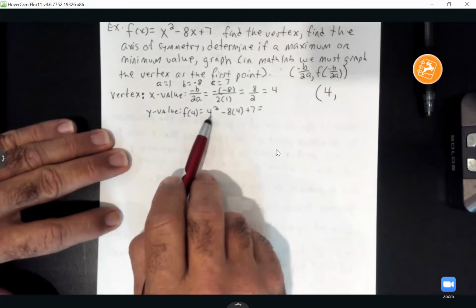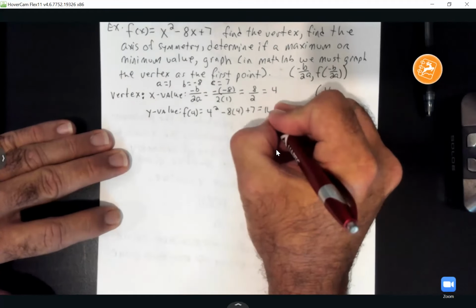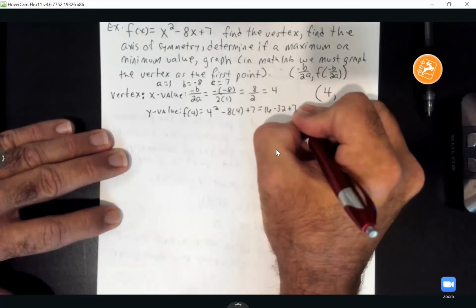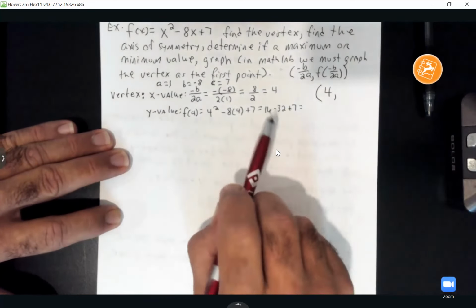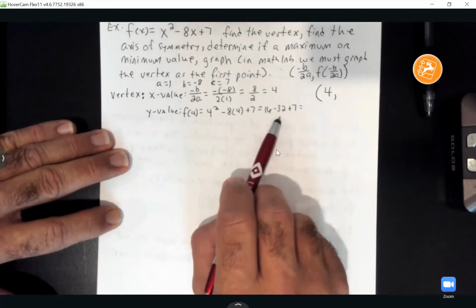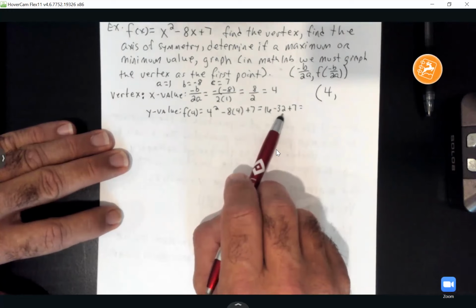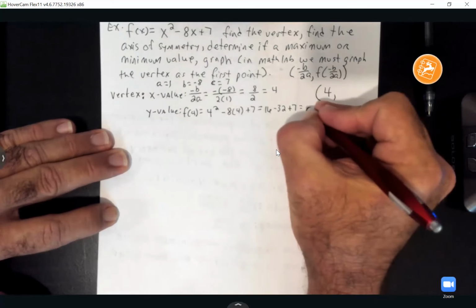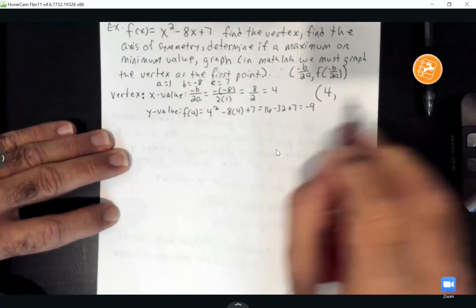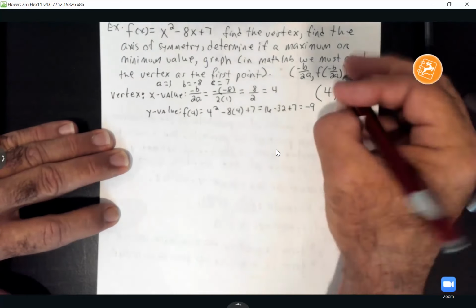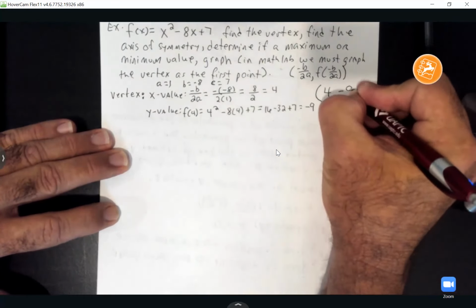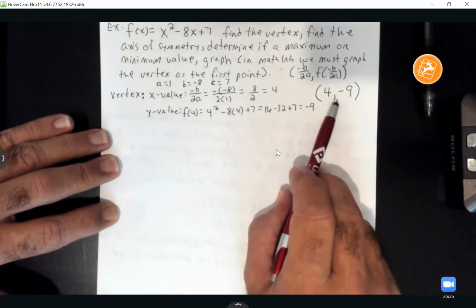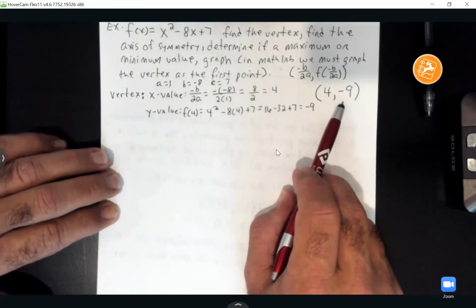All right, y'all see what we got. 4 squared is 16. 8 times 4 gives me minus 32 plus my 7. All right, y'all. 16 minus 32 is a negative 16. Negative 16 plus 7 gives us a negative 9. So my y value of my vertex is negative 9. So for part A, the vertex is the point 4, negative 9.